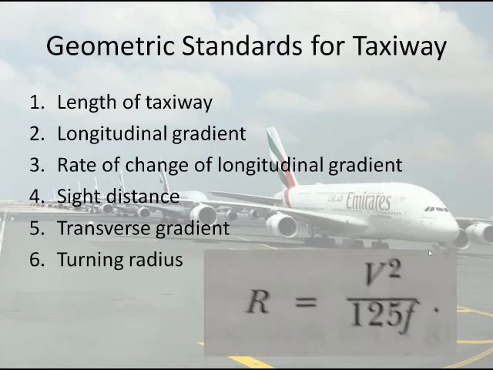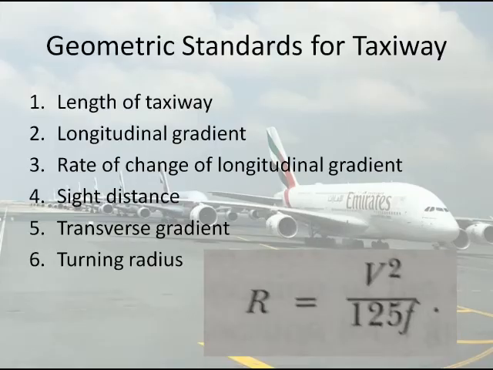Where R is equal to the radius of the curve in meters, V is equal to the speed of the aircraft in kilometers per hour, and F is equal to the coefficient of friction between the tire and the pavement surface. Usually it is assumed to be 0.13.